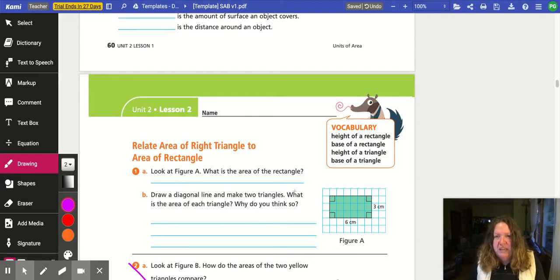Join with me on number 1. It says, look at figure A. Figure is just another name for a picture. And it says it's picture A. So look at shape figure A. There it is. What is the area of the rectangle?